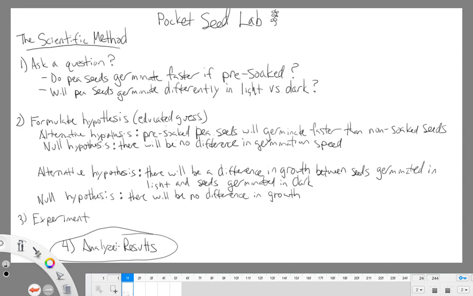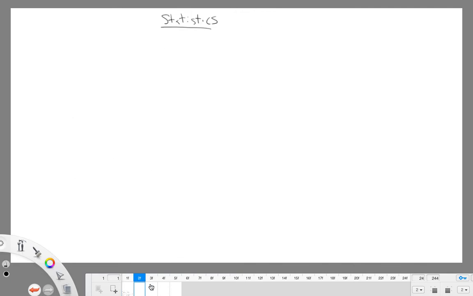So how do we do that? Well, we use a branch of mathematics called statistics. And really, statistics is just this field of math that deals with data. And that's what we collected, right? We have data on the length of our roots and our shoots and each time of the day and when they started germinating, when we first saw them. So now we need a way to analyze this data, and we use statistics.